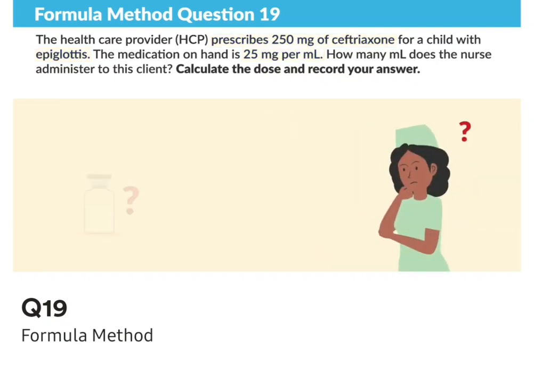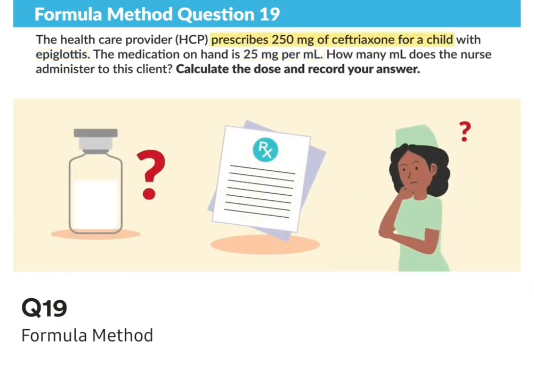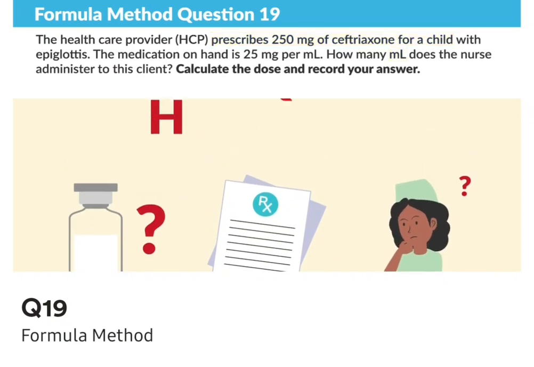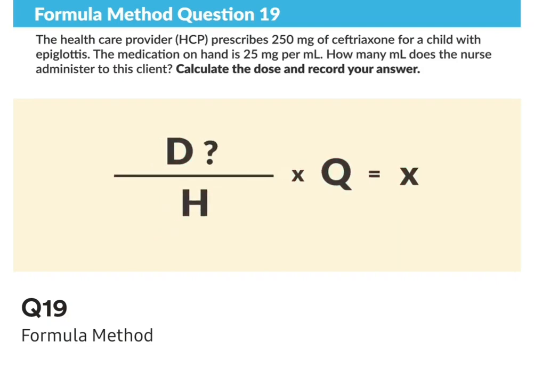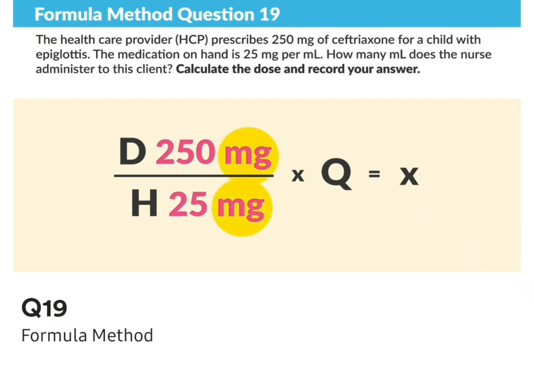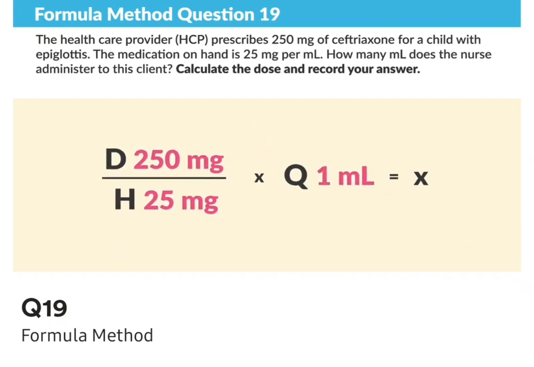So first, we're looking at what we are solving for. So we're solving for the quantity of mLs per dose. Next, we're setting up our equation here, the formula method. So for the calculation, D over H times the Q. So desired over have times the quantity. So as you know, the D is the desired prescribed dose, 250 milligrams. The H, for what we have, is 25 milligrams in 1 mL. Now the quantity here is 1 mL.